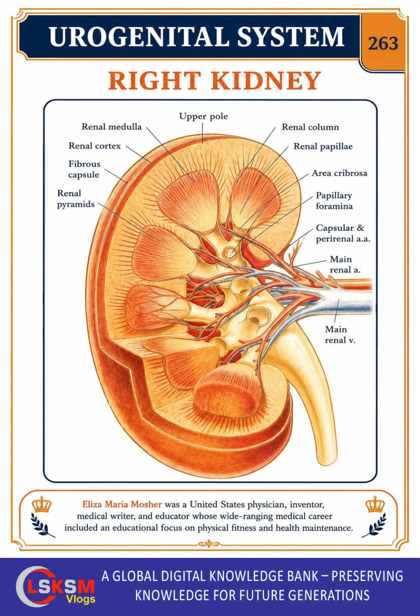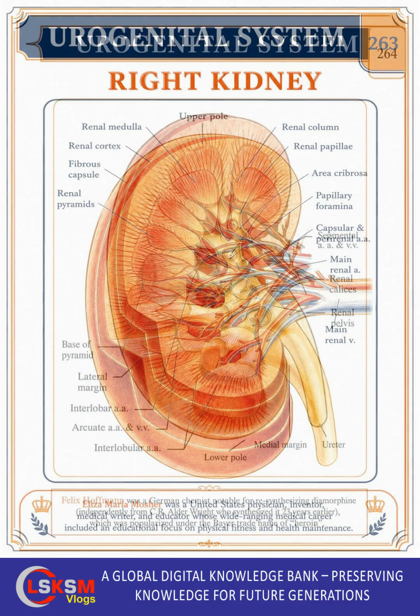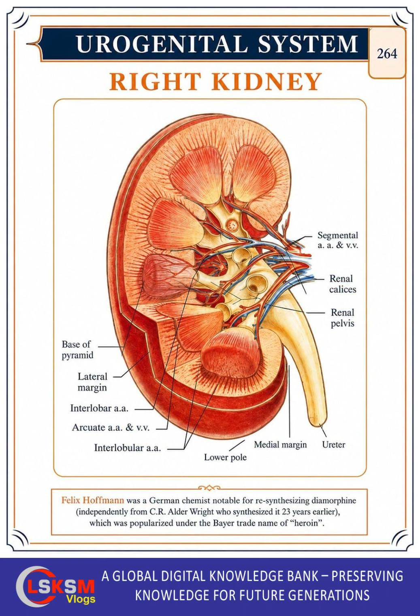Right kidney. Displays the external anatomy of the right kidney. It highlights its role in filtering blood and producing urine. Shows the internal structures of the right kidney. It explains how the kidney regulates fluid balance and removes waste.